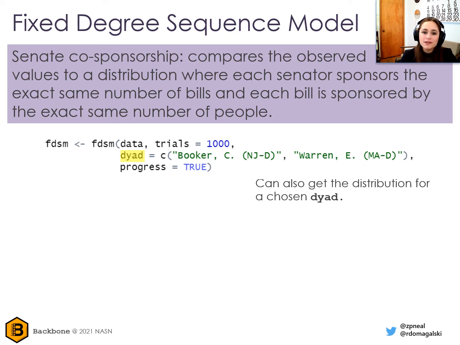FDSM also has this really cool parameter called dyad, which gives us the distribution for a chosen dyad. So for instance, if we want to look at the distribution between Senators Booker and Warren, we can add their names in here to this parameter. We can use either the name of their node or just the number of that node in our data. And since trials equals 1,000, what it's going to do is give us back all 1,000 values for the possible number of co-sponsorships they could have had.